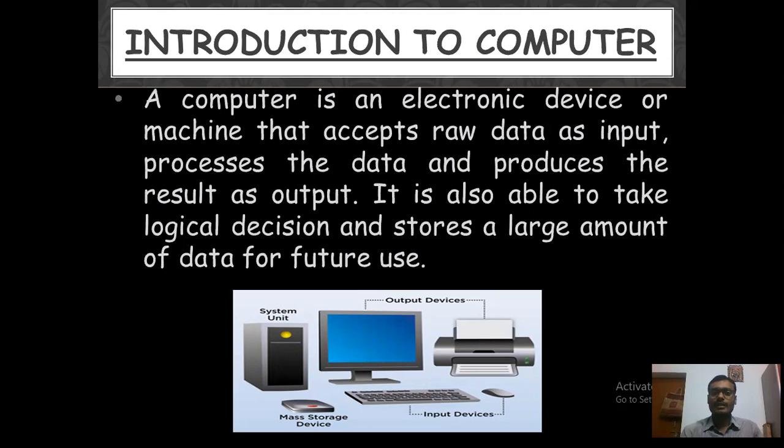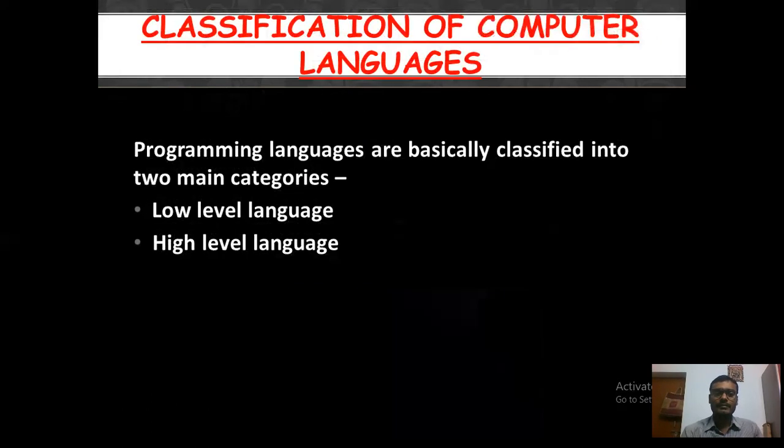Now, next, we have also classified computer languages into two types. Programming languages are basically classified into two main categories: low level language and high level language. So we will discuss programming languages in the next class.